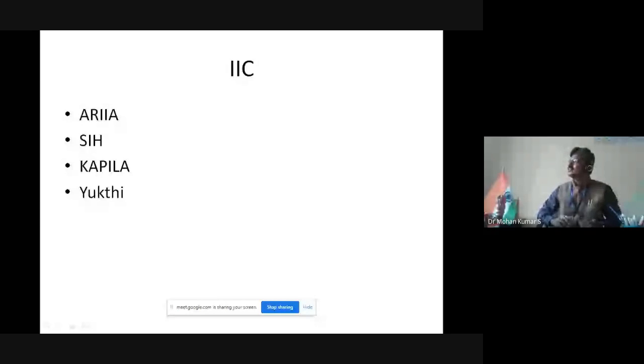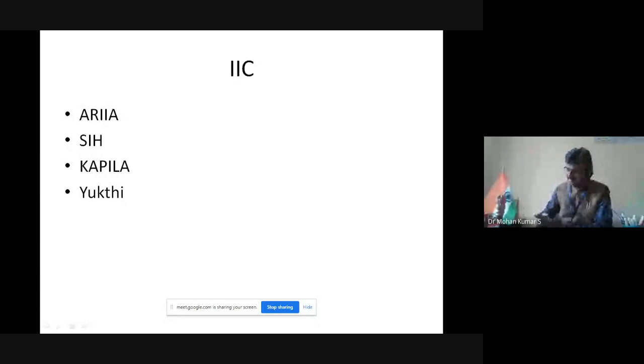So these are the core reasons we need to have these institution innovation cell activities. The areas we need to concentrate on are programs and activities, IPR, innovation, startup and entrepreneurship. These are the four core activities we need to concentrate on.